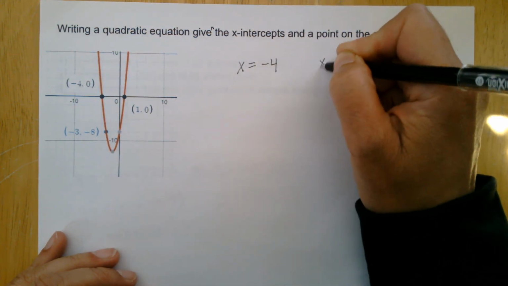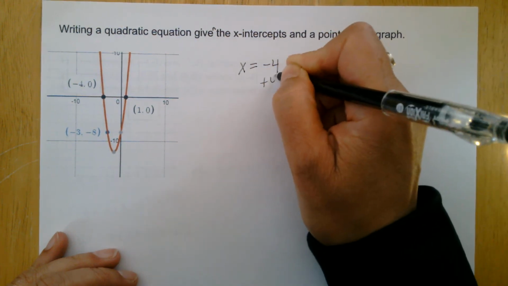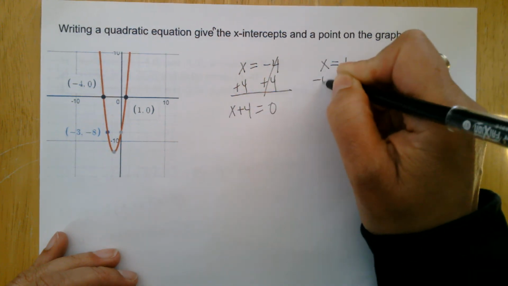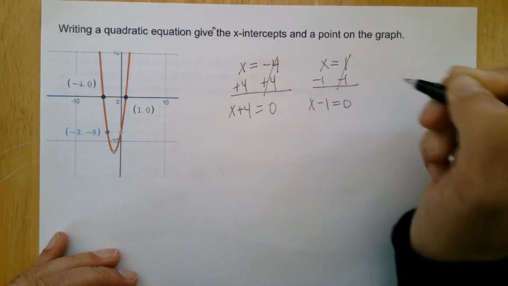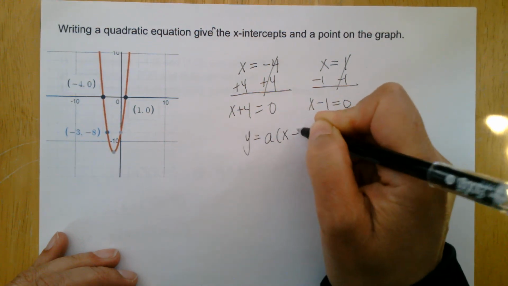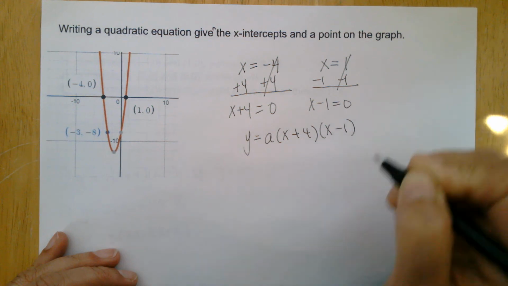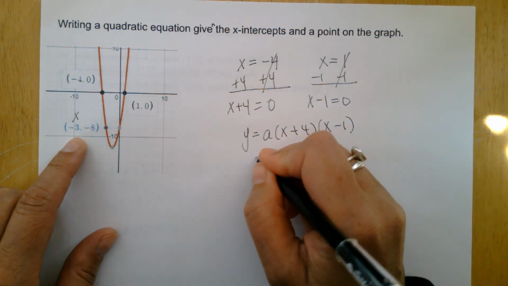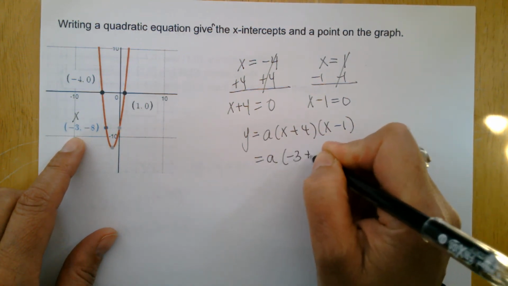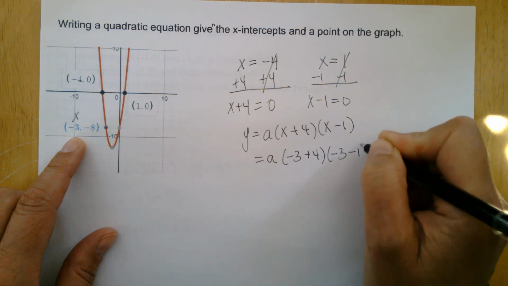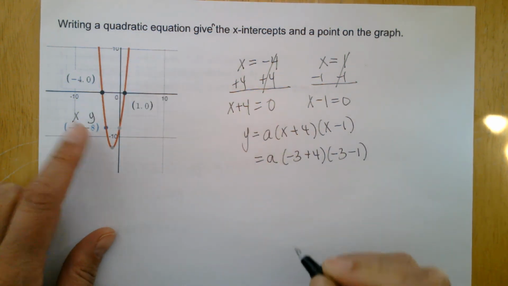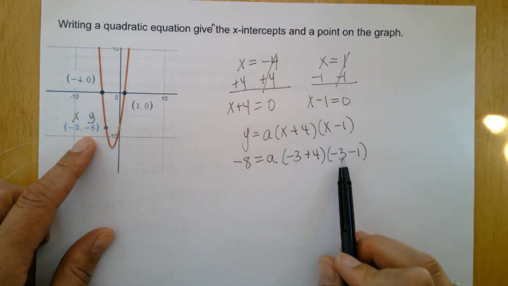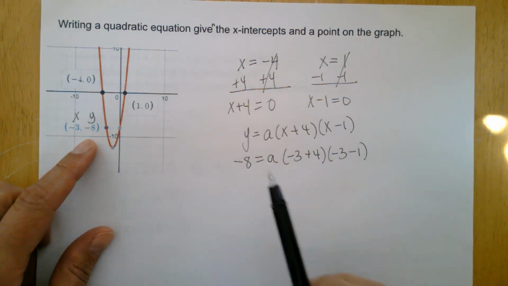Set each x-intercept equal to x. Use inverses to set each one equal to 0. Substitute into the equation. Okay, now here's our point. The x value is -3. -3 plus 4. -3 minus 1. The y value is -8. So in place of the x, I put the -3. In place of the x, I put the -3. In place of the y, I put the -8.